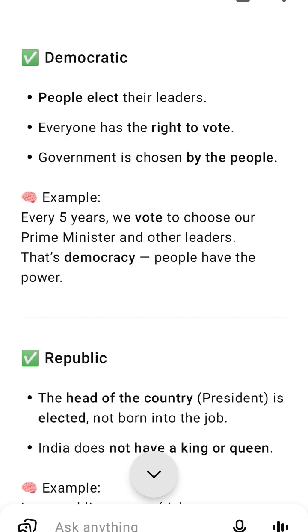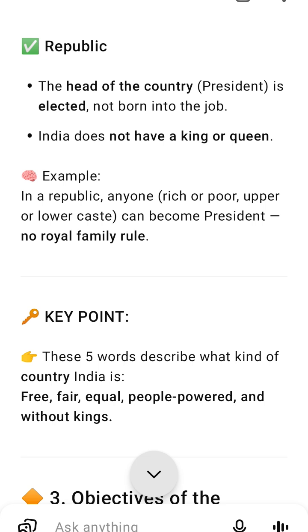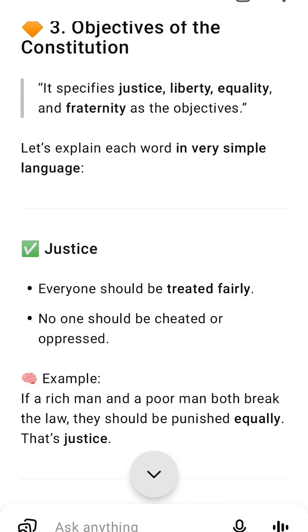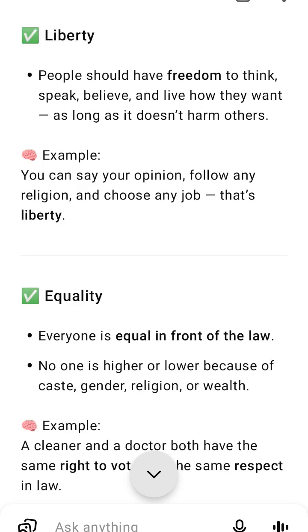The preamble has four main components, just like a recipe has four main ingredients. Let's go through each part deeply and simply. 1. Source of authority of the Constitution. The Constitution gets its power from the people of India.